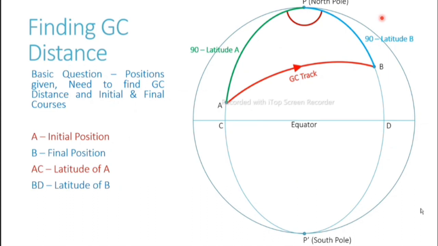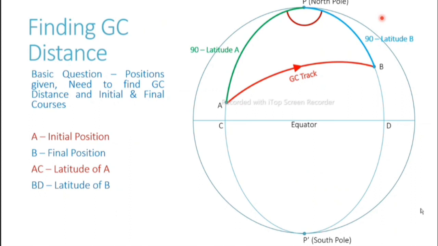Sir, how do we compute A to B as a GC track? Now, beta, A to B is a great circle track. That is what we are trying to find out. We are trying to find out the great circle distance between A and B. So AB is certainly a great circle track.